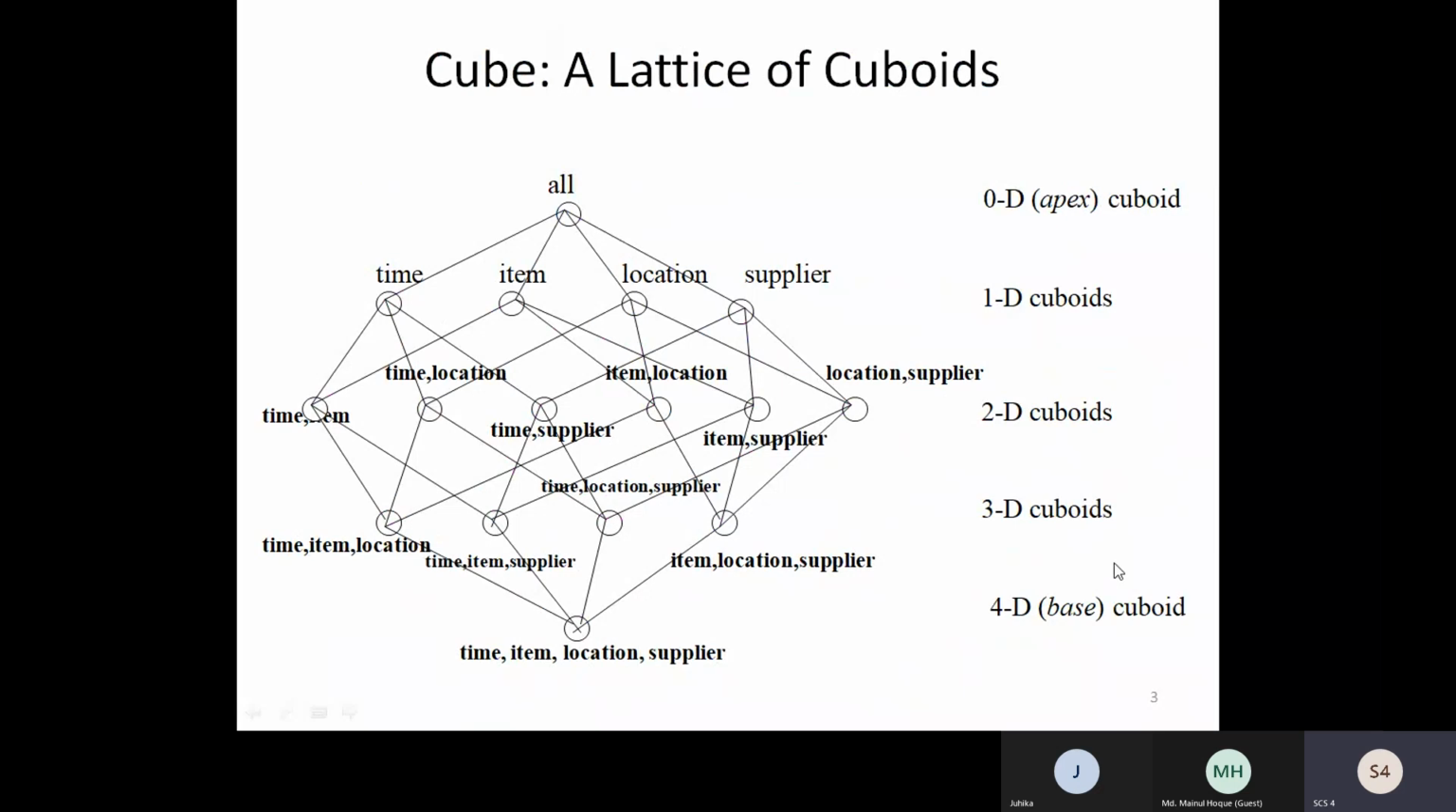Now I'll tell you how to look at this. First, all, then time, item, location, supplier. So what all can I combine with time? These are all different dimensions. Now I am combining time with item. Then this becomes time-item. Similarly, I'm combining time with location, that is time-location. I'm combining time with supplier, time-supplier.